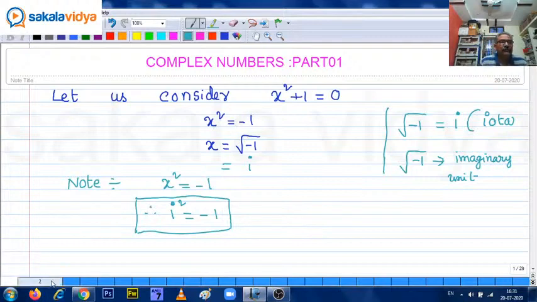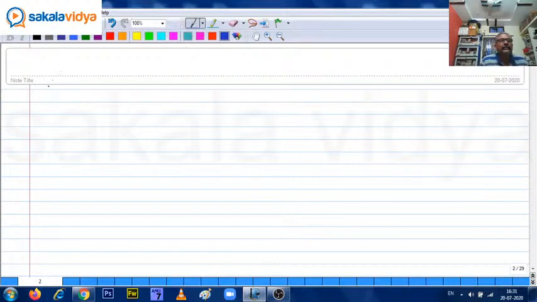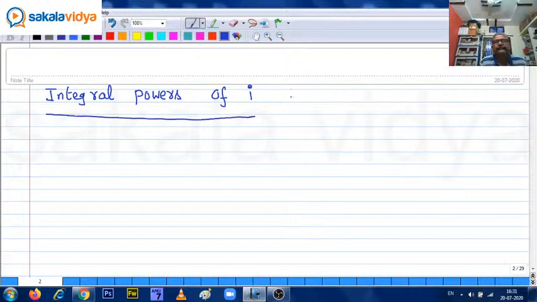So now let us discuss integral powers of I. This is a very important concept. Integral powers of I, so let us discuss first. What is the integral powers of I means? See, we know that I is the imaginary unit whose square is minus 1. I square is equal to minus 1.